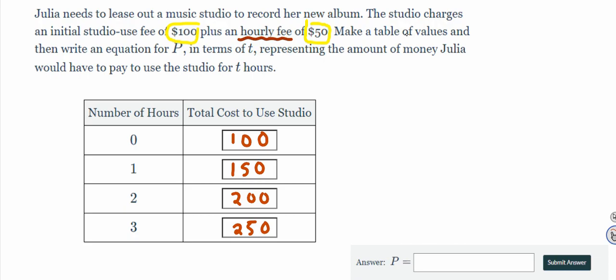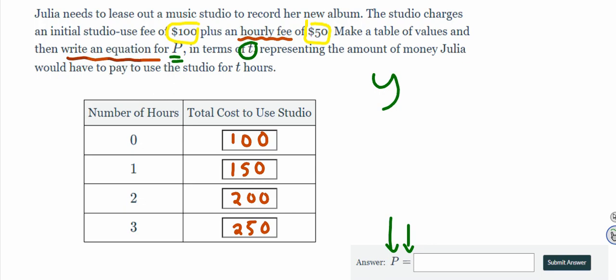All right, so this part is pretty basic because it makes sense. It's logical. Now they ask us to write an equation. We got to pay attention to these letters they want us to use. For P, they already gave us the P, they gave us the equals. We just need to come up with something in terms of T. So what do they want?